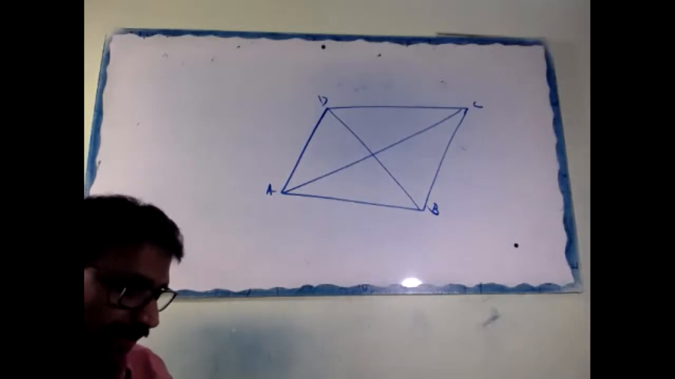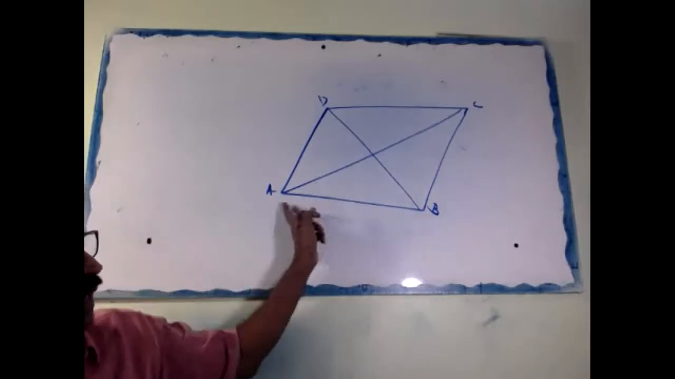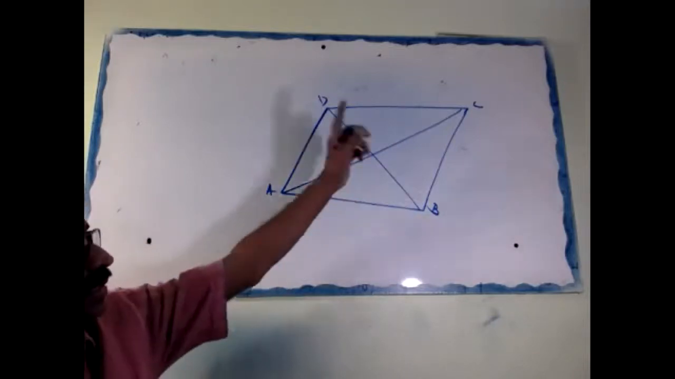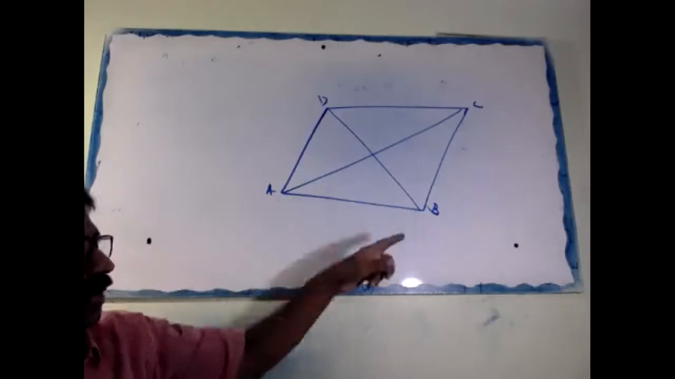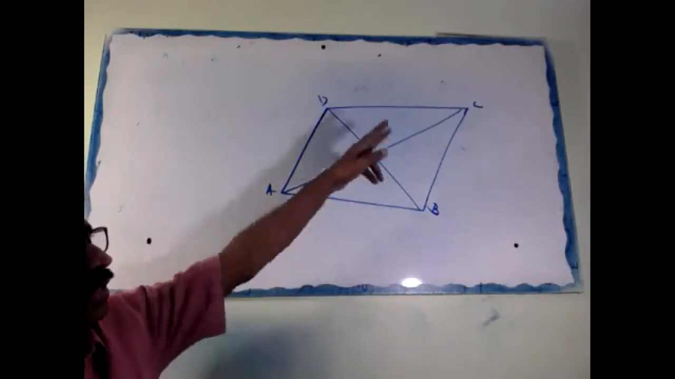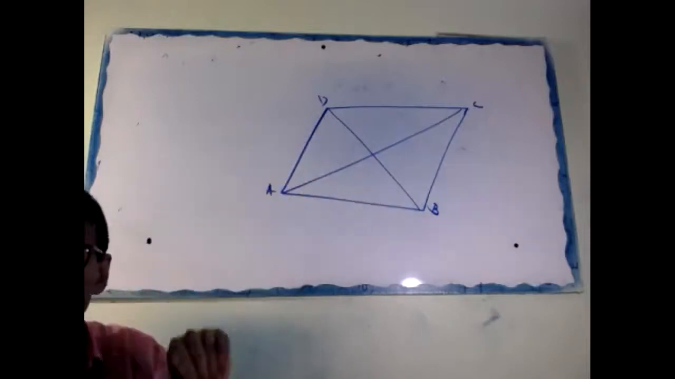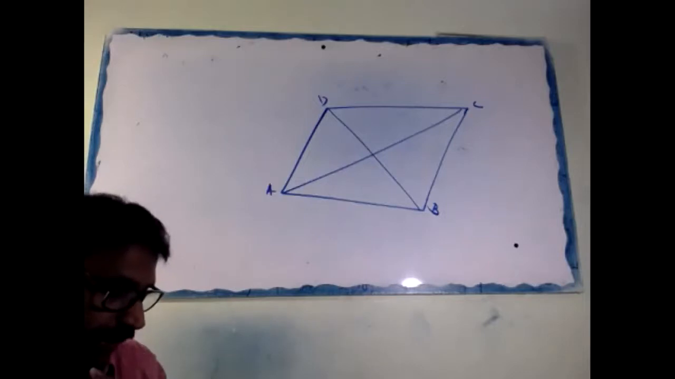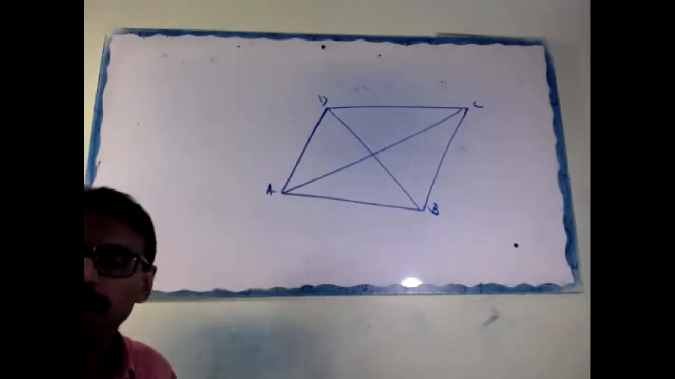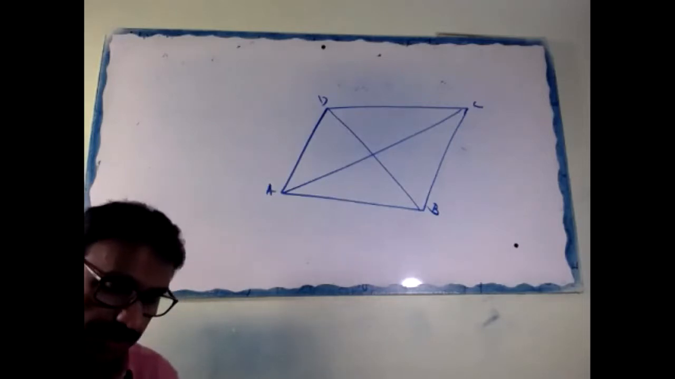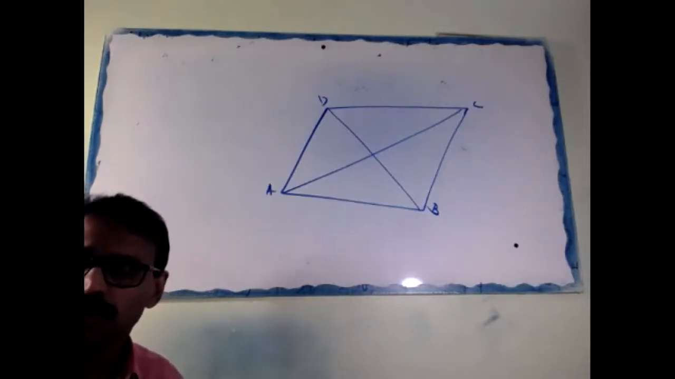Now, angles A and B, B and C, C and D, D and A are called consecutive angles. Then A and C, B and D are called opposite angles. And AC and BD are called what? Diagonals. AC and BD are called diagonals. Clear or not? This all okay?